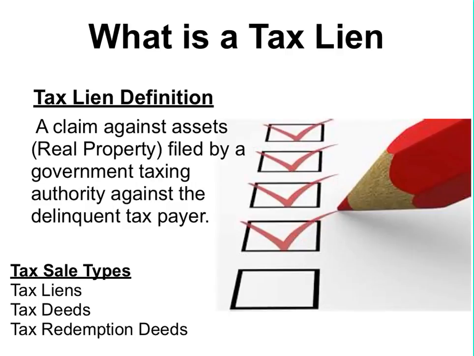So before we get into the brackets, let's quickly go over what a tax lien is. A tax lien by definition is a claim against an asset. In this case, we're talking about real property, filed by a government taxing authority against a delinquent taxpayer. Now, in the United States, there's typically three types of tax sales. There's tax lien auctions, there's tax deed auctions, and there's also what we call redemption deed auctions.